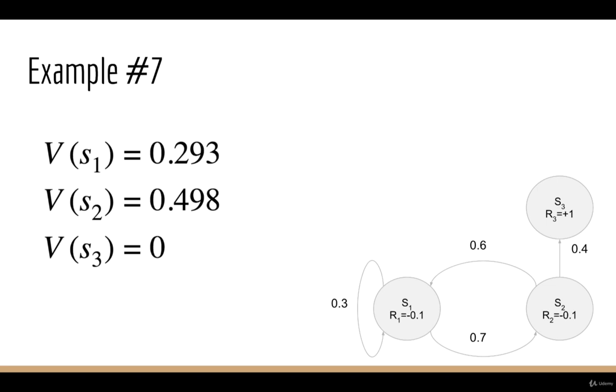The result, if you want to try to calculate it yourself, is V of S1 equals 0.293, V of S2 equals 0.498, and V of S3 equals 0. As an exercise, you might also want to check if these are correct by plugging them back into the original equations.